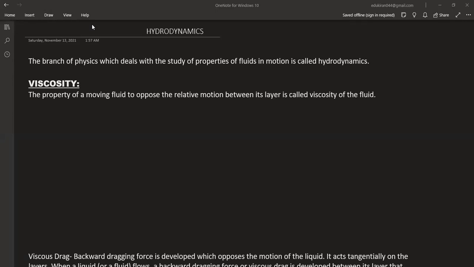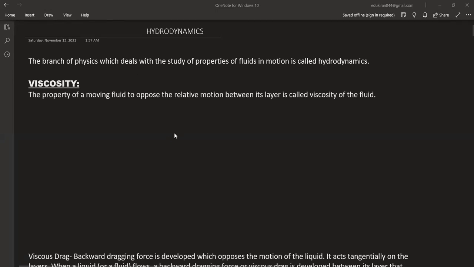In hydrodynamics, we'll be discussing where the fluids will be moving. Till now, we didn't discuss the motion of the fluid. Fluids were at rest for us. Now the motion of the fluids will begin, and that is known as hydrodynamics. So the first topic is viscosity. What is meant by viscosity?